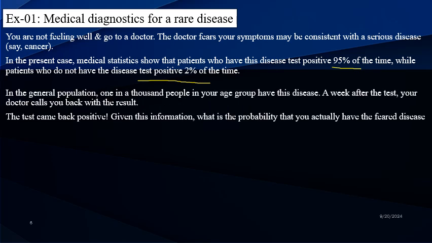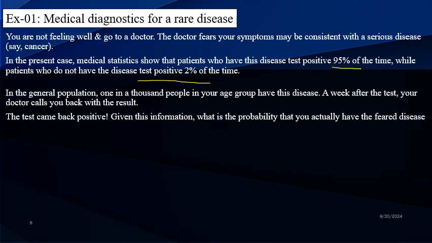So in the general population, 1 in 1,000 people in your age group have this disease. So this one is giving the probability of having the disease. Is it conditional or elementary probability? This one is elementary probability. There is no conditioning, so the probability of D, simply you will call it. That one is 1 by 1,000.